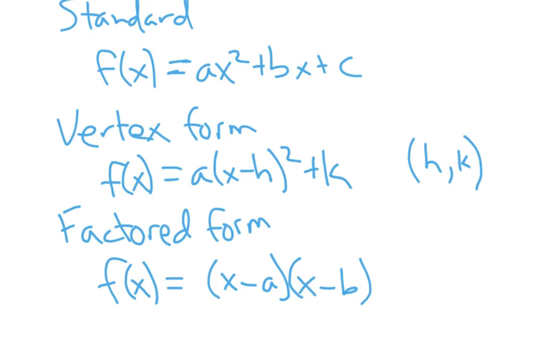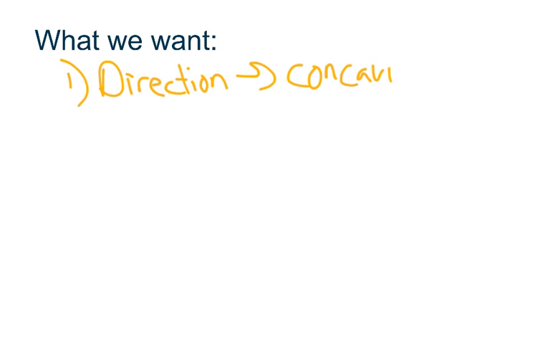So let's first talk about what it is we want. If we're going to graph these things, there are a few things we need to know. The first thing that helps is the direction. The fancier way to talk about direction is concavity. You have concave up, which goes like that, and you have concave down. So it's direction: is this thing going up or is this thing going down?